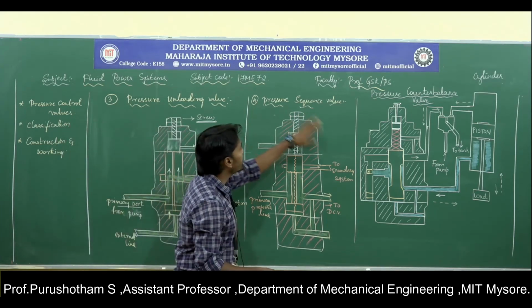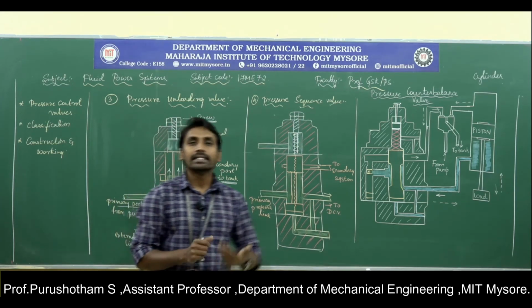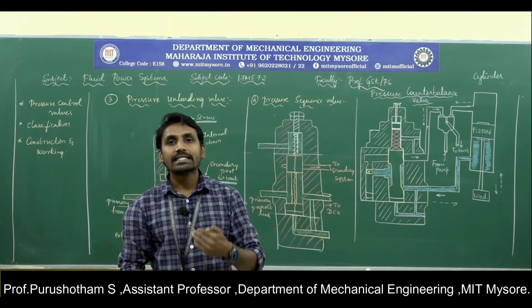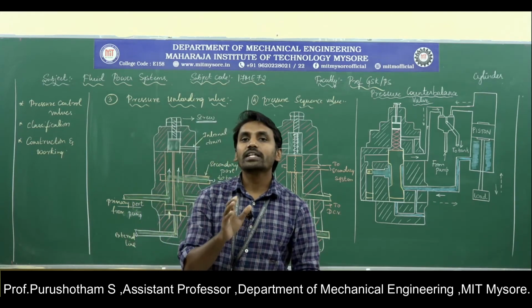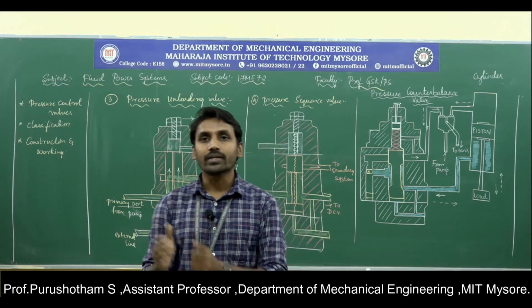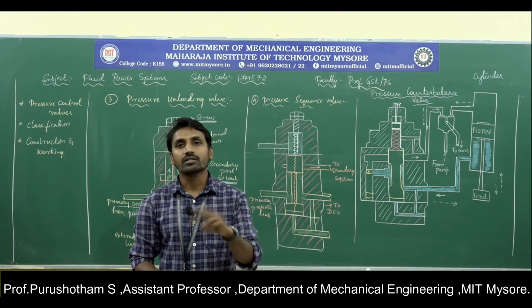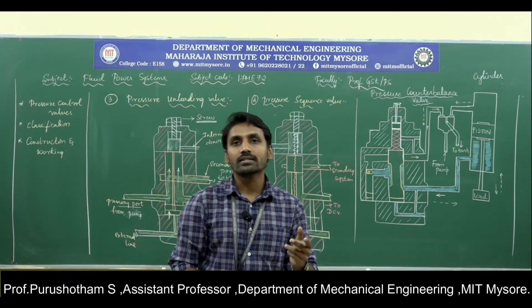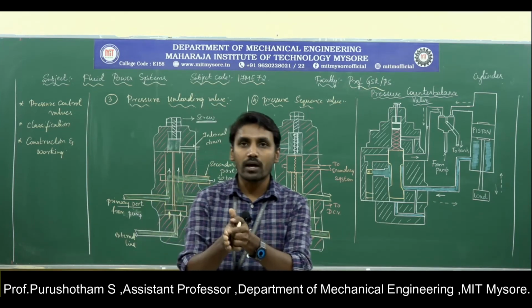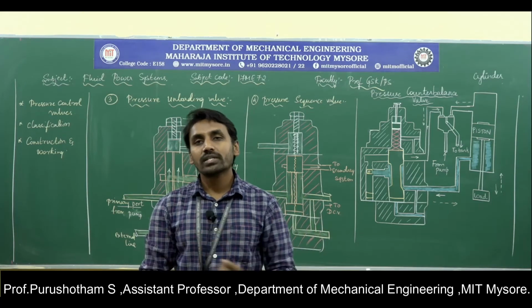Then the next one is the pressure sequencing valve. This pressure sequencing valve is used when the operations have to be carried out in a definite order, in a sequence, one after the other. For example, I will consider two operations. In the first operation I have to clamp some job. In the second operation I need to go for some machining operation.